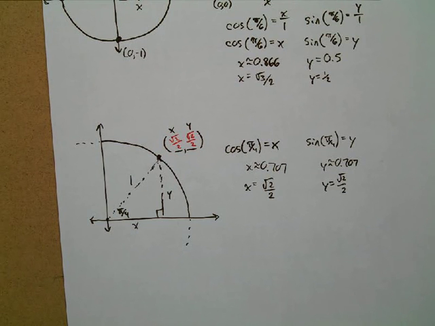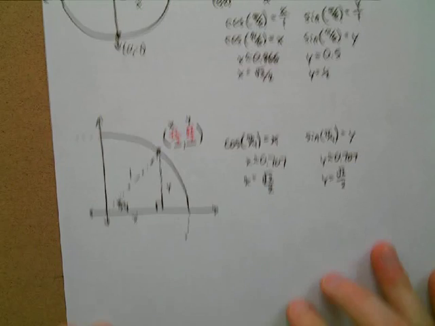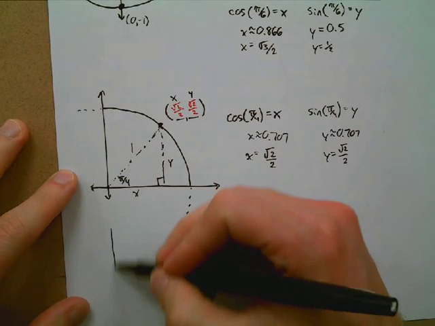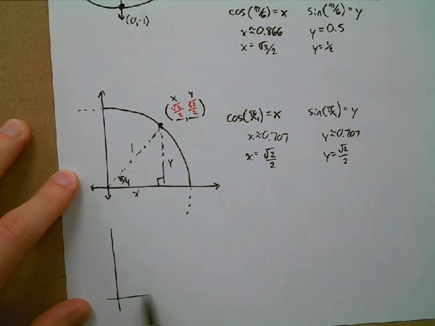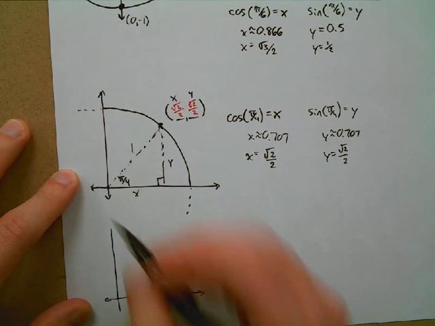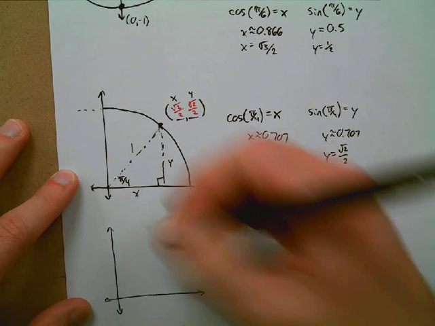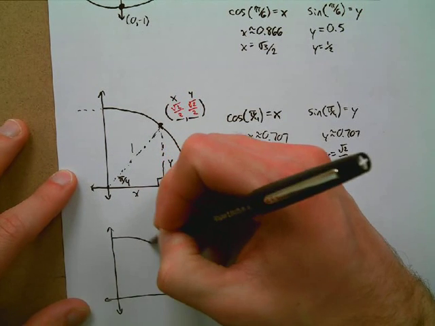But the good news is there's not really any more work to do for it. We've already done what we needed to do here. That last angle, pi over 3, or 60 degrees.